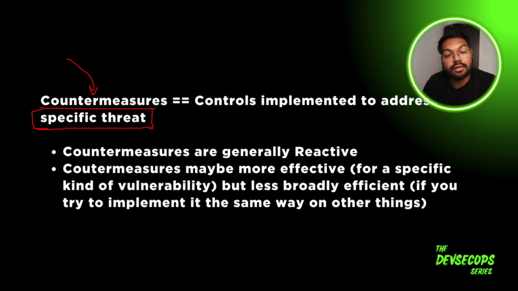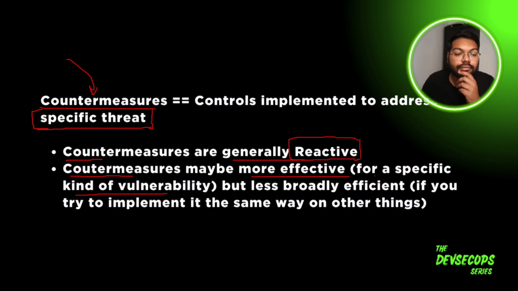It would not be considered just a security control. It would be a security control, but specifically we would say that this is a countermeasure instead of a security control. Countermeasures are generally reactive. Reactive means it would be specifically curated for a specific task or a specific kind of vulnerability. These countermeasures may be more effective for a specific kind of vulnerability, such as the DDoS attack, but less broadly efficient if you try to implement them the same way on other things.